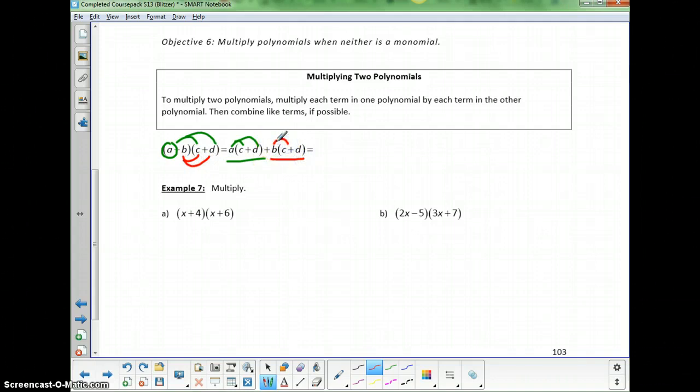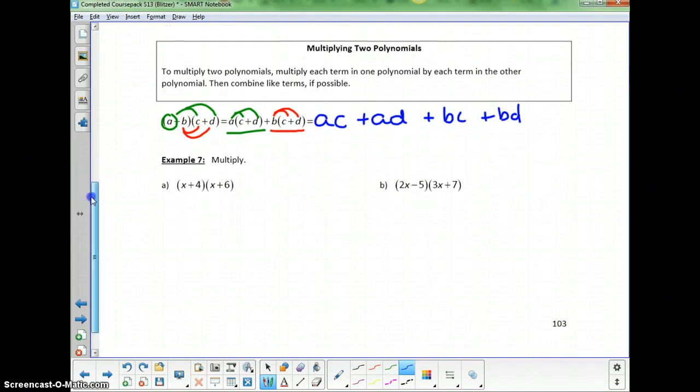The second term in the first by both terms in the second. So our net result is the first term in the first times each of the terms in the second is going to leave us with A times C plus A times D. Then we do plus the second term in the first, which is B times C, and B times D. So each term from the first polynomial will get multiplied by each term in the second.